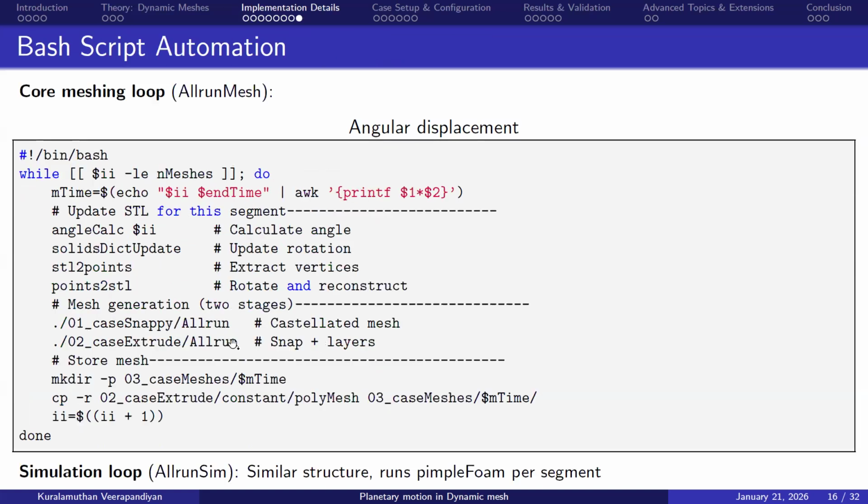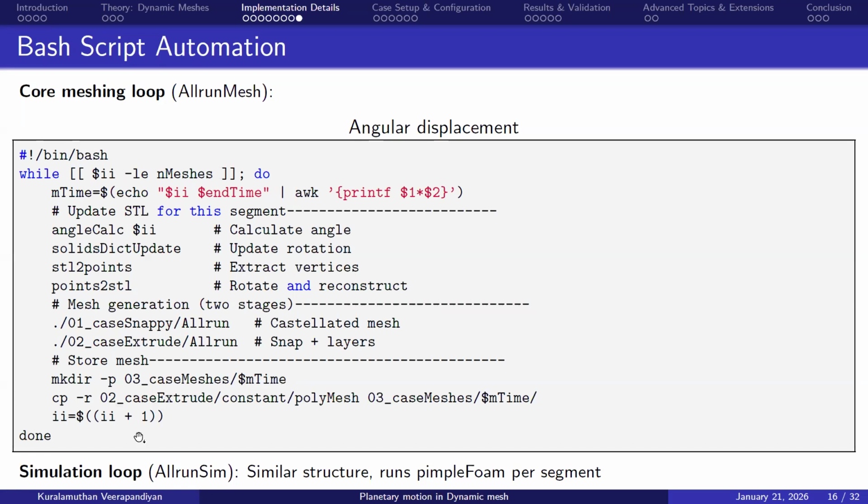So meshing, we have written as all run mesh. We have written a bash script called all run mesh. It takes care of all the meshing at particular time steps, and the core logic is presented here on this page. We calculate the angle, we update the solids file, we run STL to points, then points to STL. We run snappy hex mesh, and we run extrude and layer addition. Once that has been done, we move the meshes to the case meshes directory with the correct time step that is being meshed at that particular time.